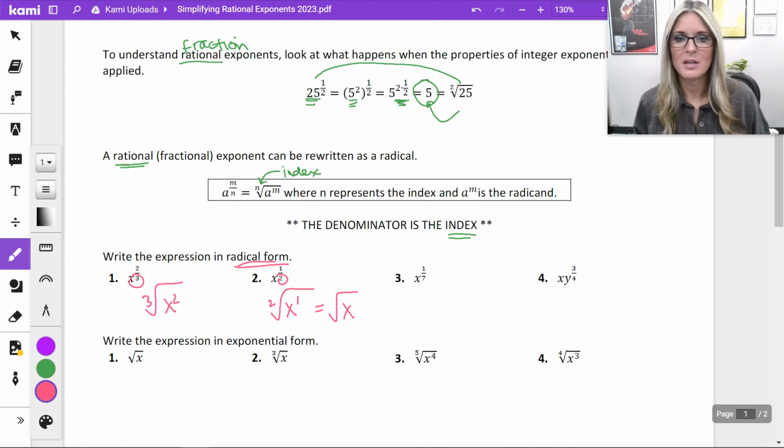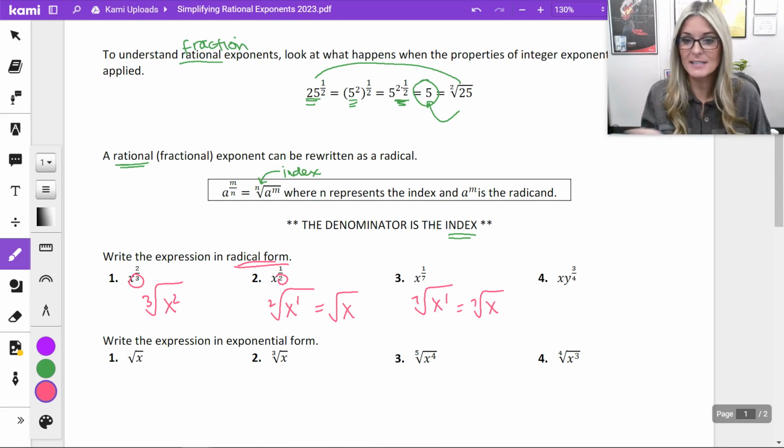Number 3, x to the 1/7. The 7 is my index. X to the first, again, you wouldn't have to write the 1 there. You could write it more simply as just the 7th root of x. Number 4, keep your eyes peeled. What has that 3/4 exponent? Who owns that? Only y.